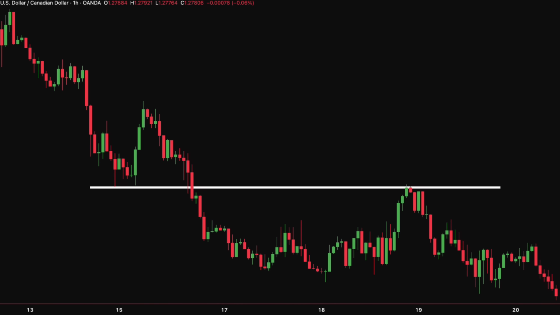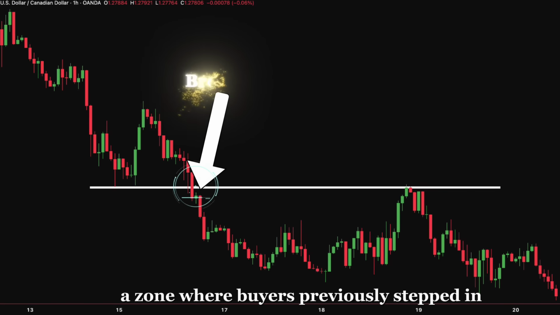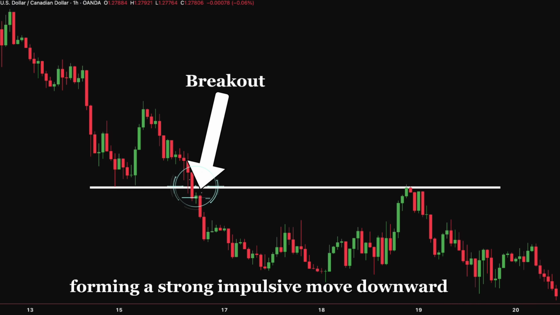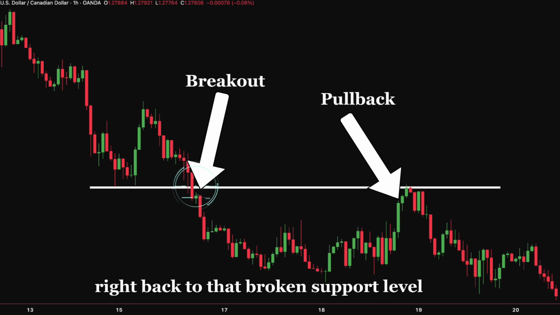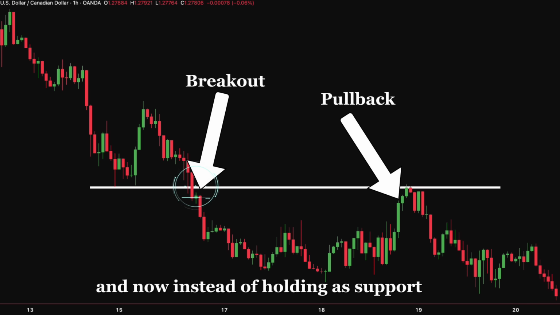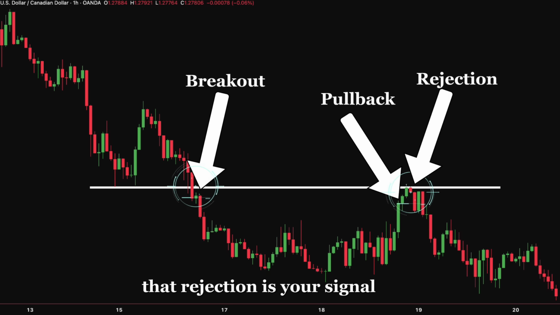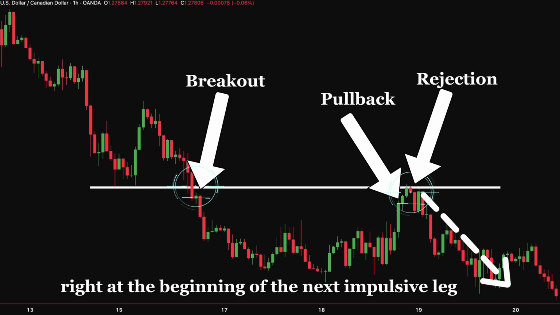Here's how it works. The market is trending down. At some point, price reaches a support level, a zone where buyers previously stepped in. Sellers break below it, forming a strong, impulsive move downward. Now that support level is broken, it becomes our new reference zone, but this time as resistance. Price pulls back, and where does it go? Right back to that broken support level. And now, instead of holding as support, it rejects price from above. That rejection is your signal that the pullback is over and the downtrend is resuming. That's your opportunity to enter a sell trade right at the beginning of the next impulsive leg.